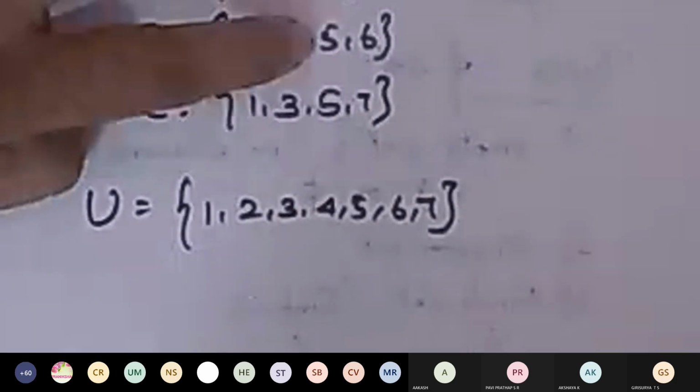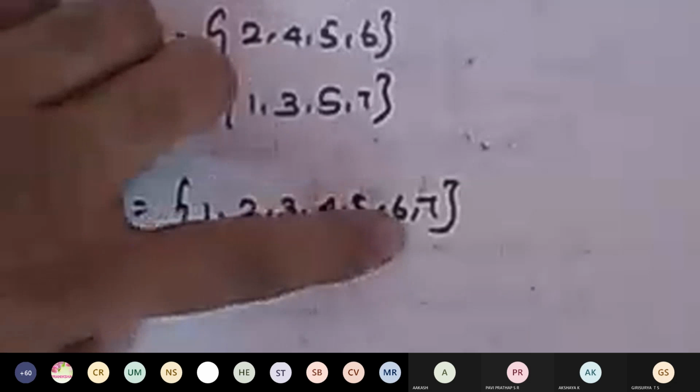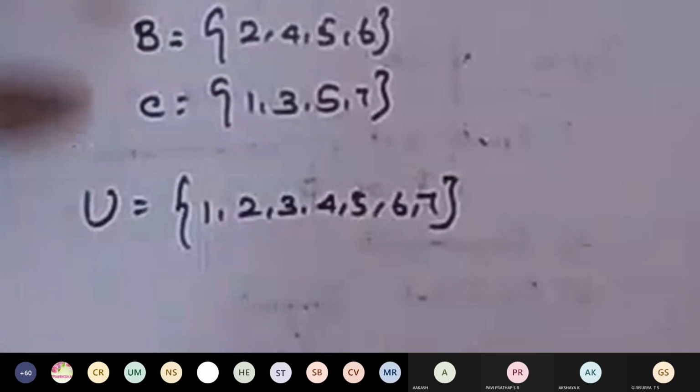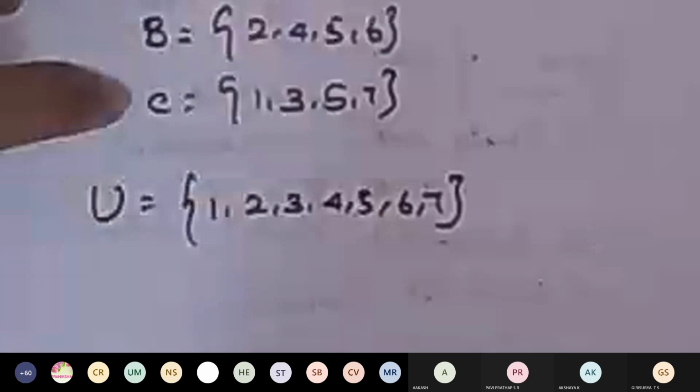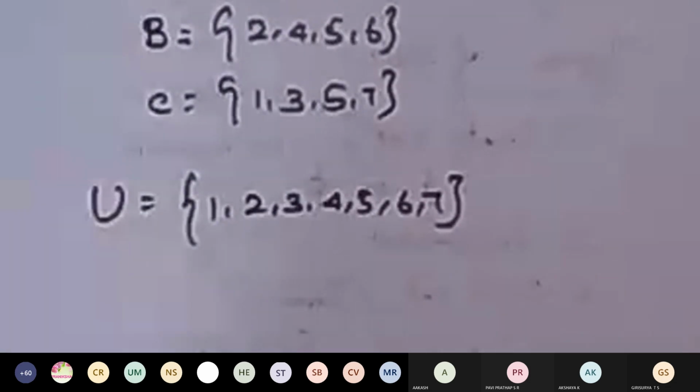What about B? 2, 4, 5, 6. And we have 2, 4, 5, 6, so U is the universal set for B also. And 1, 3, 5, 7, so for C also the universal set is U. This is what we call a universal set. A set that contains all the elements in the given context is called a universal set, and it is denoted by U.